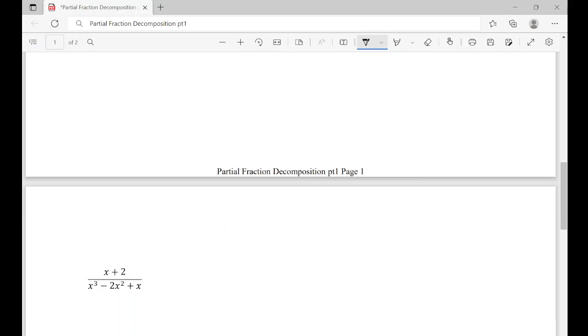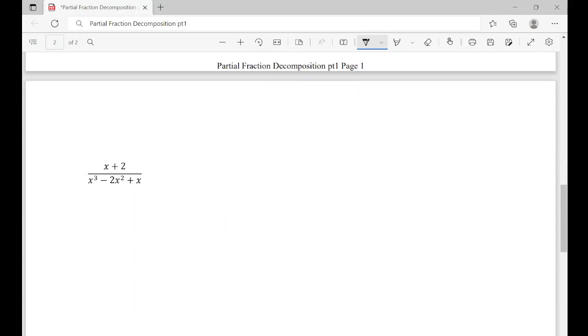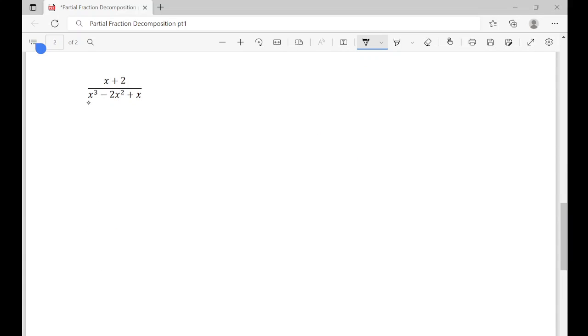Now let's do another one that's a little bit more involved. (x + 2) over (x cubed minus 2x squared plus x). Same thing I'm going to do again is factor the denominator. And when I do that, I'm going to end up with x, (x minus 1), and another (x minus 1). So I got two repeated linear factors.